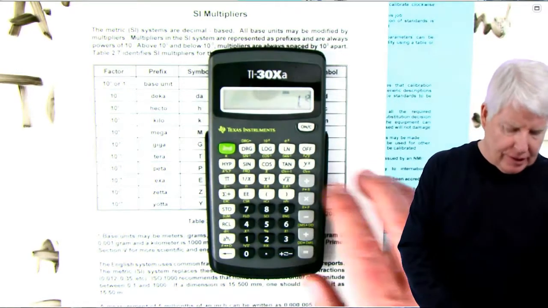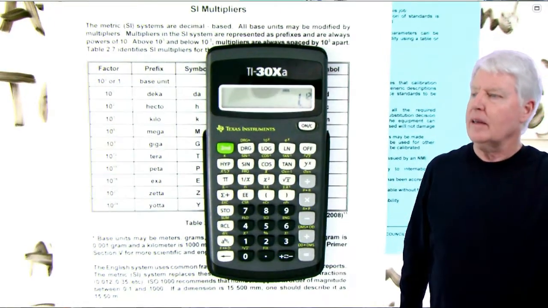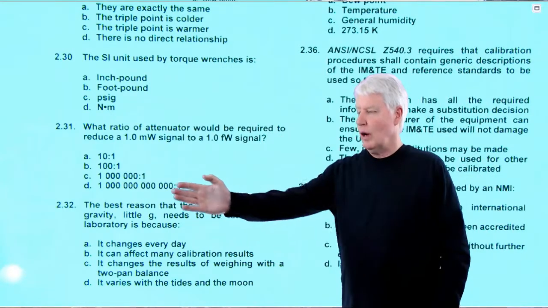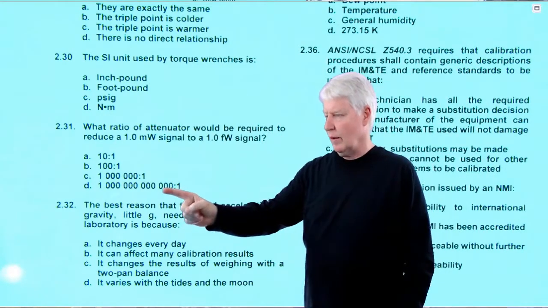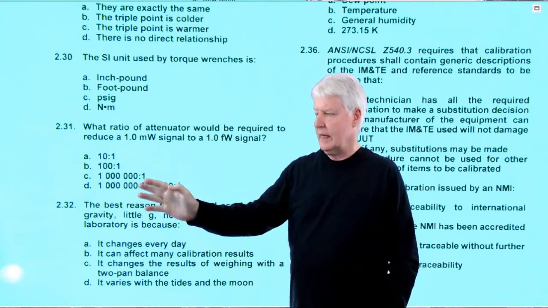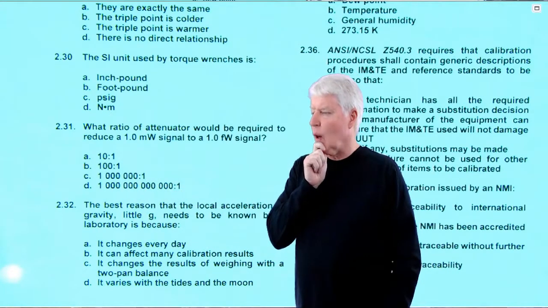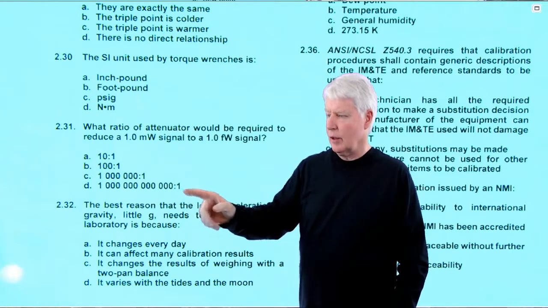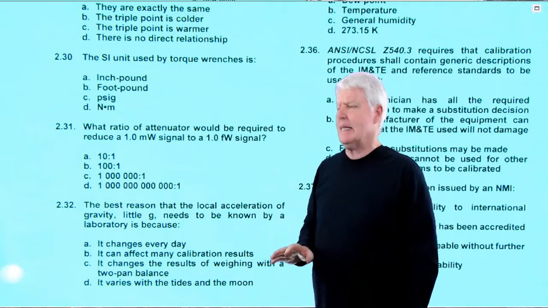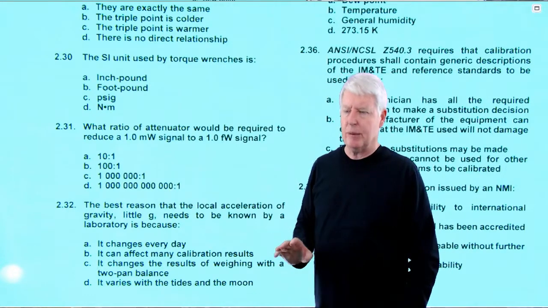Okay, so let's go back to the question. So here it is, back at the question, 231, and notice there is one with 12 zeros, 3, 6, 9, 12. So 1 times 10 to the 12th to 1. So the correct answer here will be D. That's pretty easy as long as you know where to get that table from.